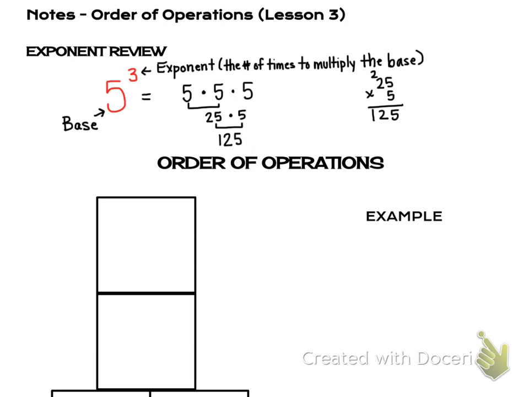Let's write down this example. If I have 17 minus 5 to the second power divided by parenthesis 2 plus 3, close parenthesis. Now what we're going to be doing is working through this box chart on the left.